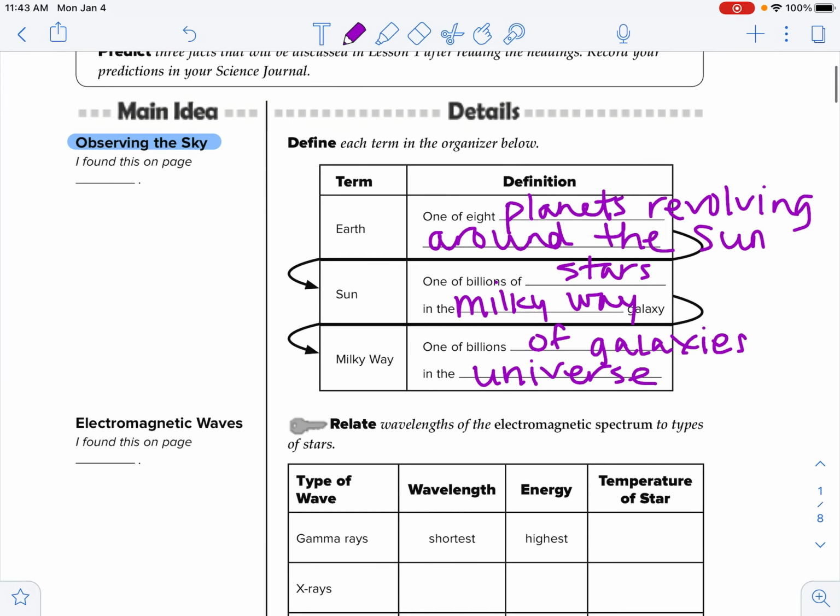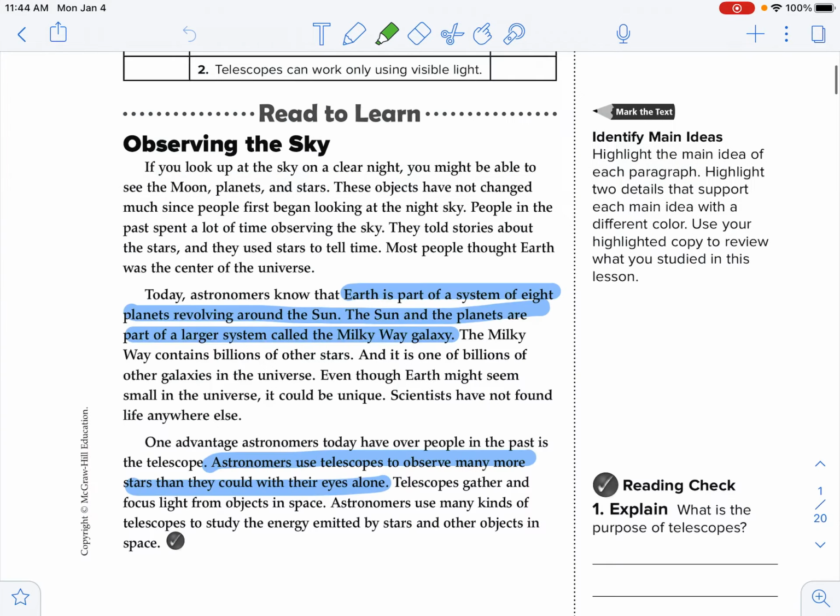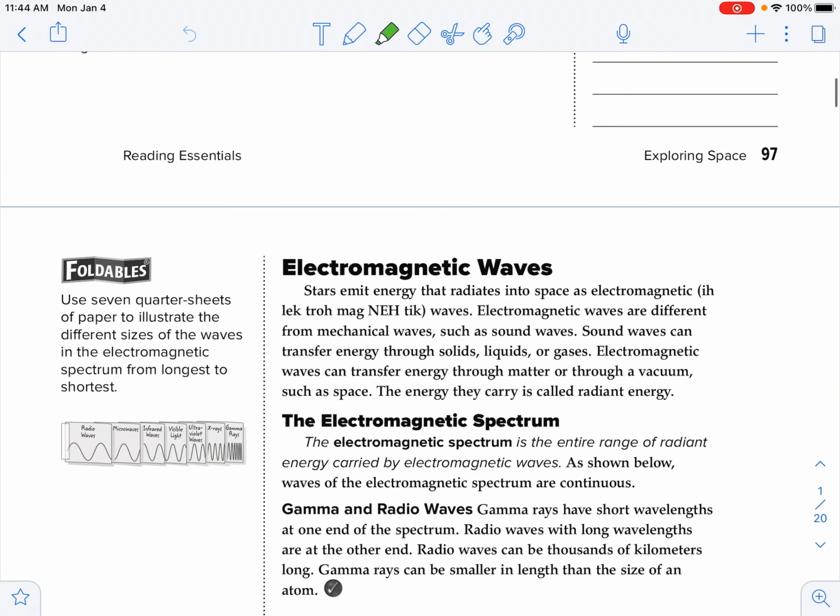Okay. All right, so the next section that we're going to look at is EM waves. So let's go on back to here. We see that we are on EM waves. This is going to be a blast from the past from our last physics unit, right? Stars emit energy that radiates into space as electromagnetic waves. All right, so let's go ahead and highlight that. Stars emit energy that radiates into space as EM waves.